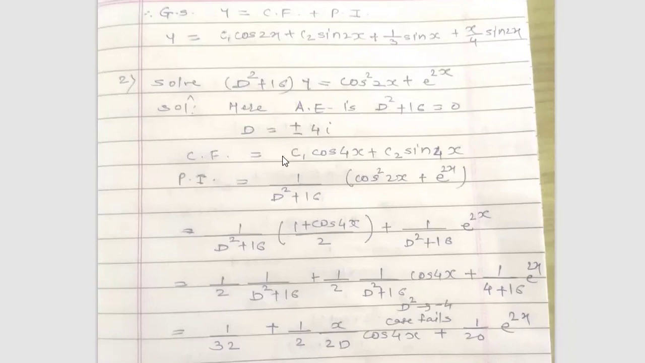So for the complementary function, the roots are complex roots, plus 4i and minus 4i. Here the real part of the complex number is 0. So the complementary function is c1 cos 4x plus c2 sin 4x. You go through the rules of the complementary function, then you have an idea how to write the complementary function for complex roots. So from that rule, we have written here the complementary function.